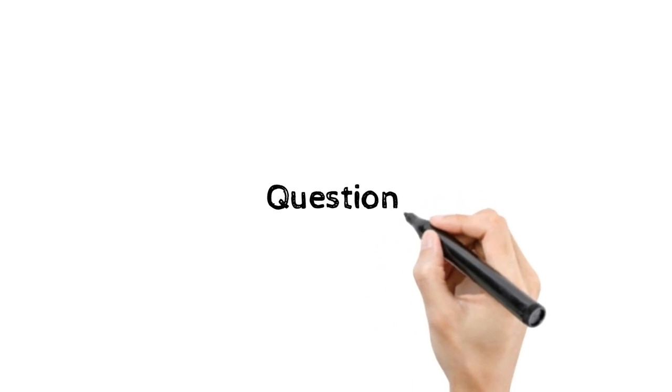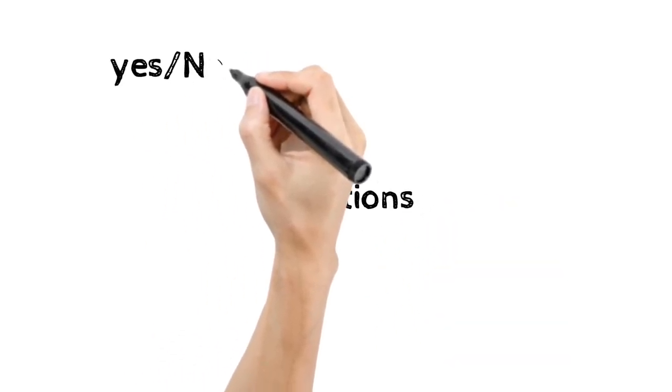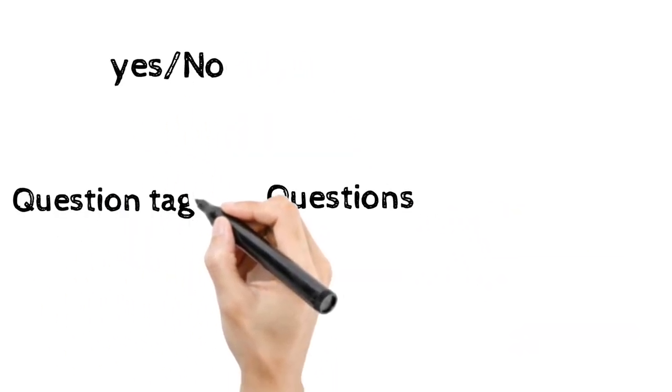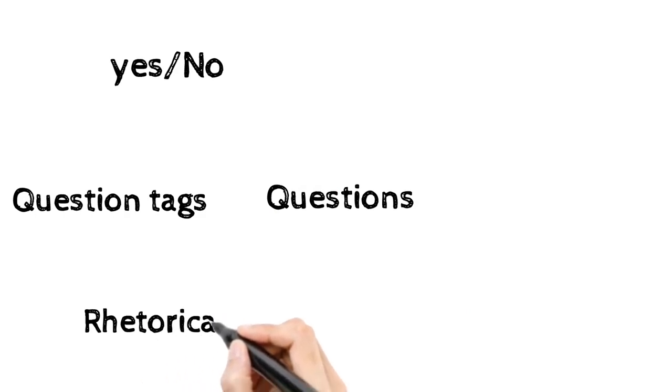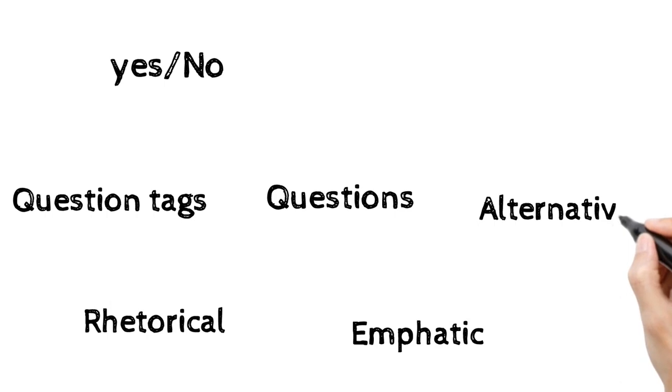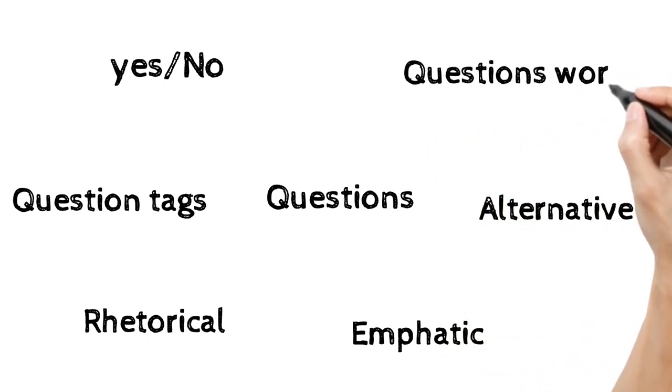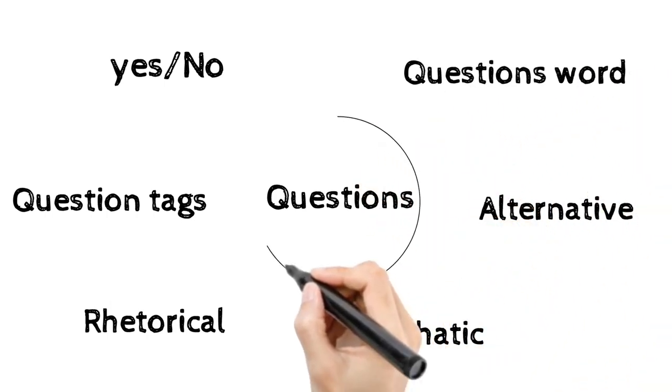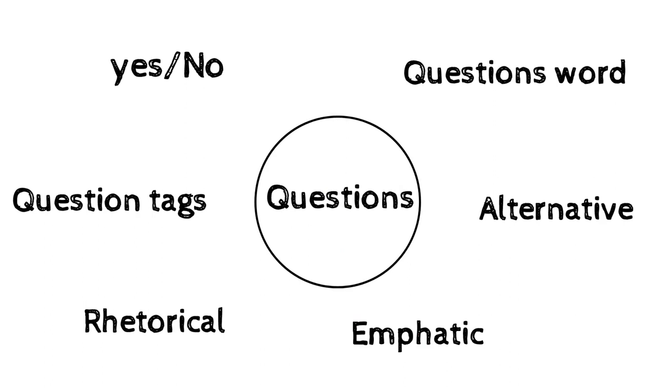Good morning, students. In the first chapter of English 2, Sentence, we will be seeing the other remaining parts of the sentence. So, questions. We will be seeing types of questions: yes or no questions, question tags, rhetorical questions, emphatic questions, alternative questions, and question words. So, these are all types of questions.